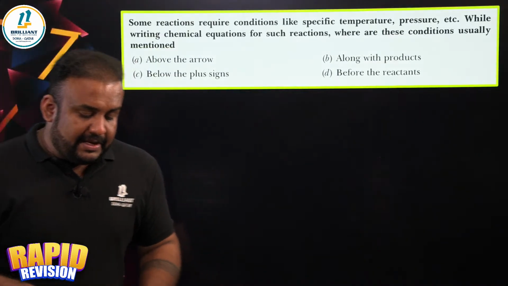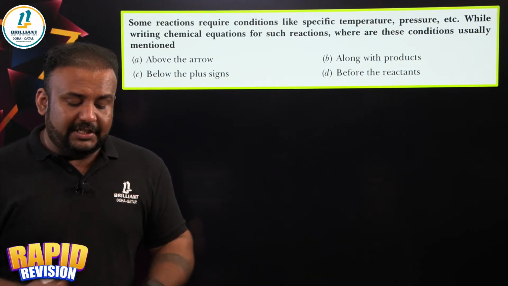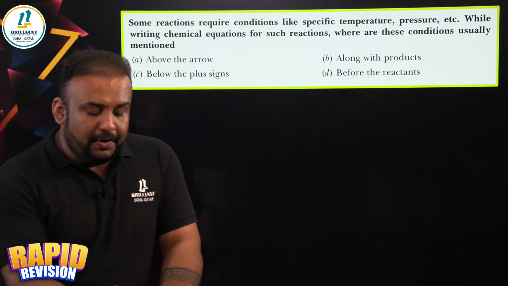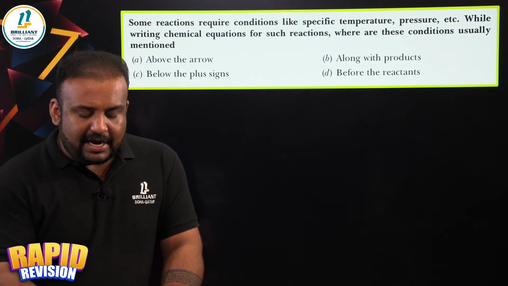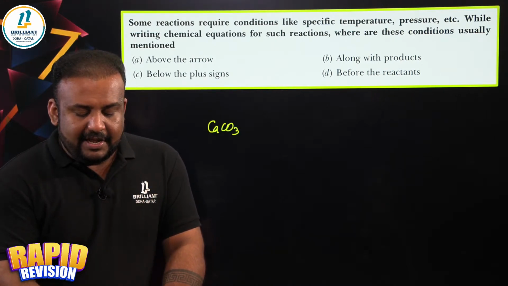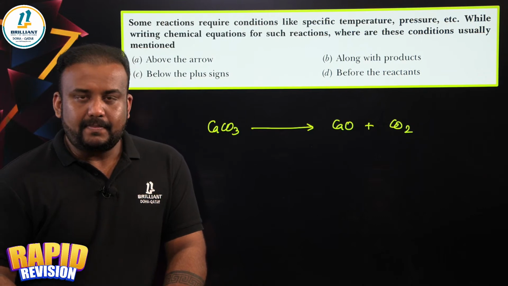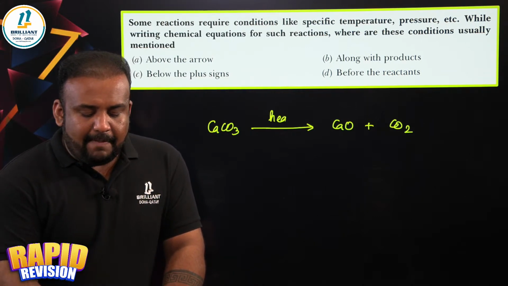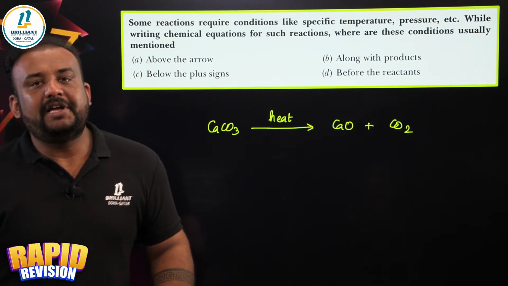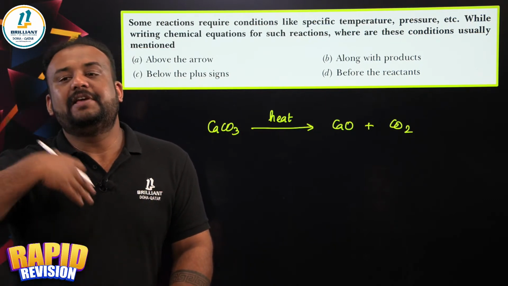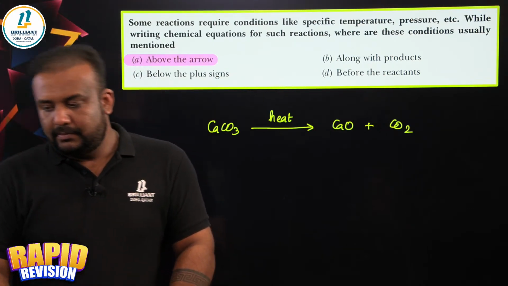Right, the next question. Some reactions require conditions like specific temperature, pressure, etc. While writing the chemical equations for such reactions, where are these conditions usually mentioned? You might have seen this many times, like whenever we write a particular condition for a reaction, where do we write this? For example, limestone converting into calcium oxide and carbon dioxide. We write it usually above the arrow. Calcium carbonate on heating, or if there is any pressure requirement, we write it usually above the arrow. Right.